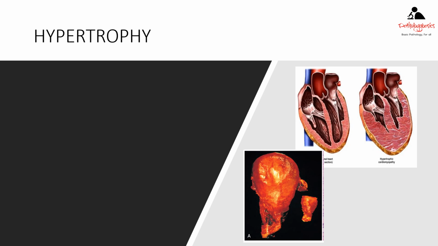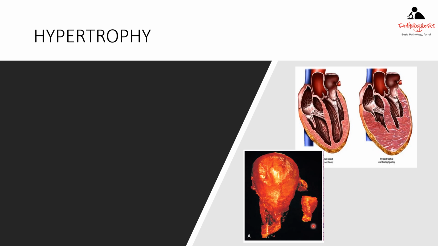Next adaptation is hypertrophy. I'll try to explain it to you with the help of the example of the heart. This is the normal heart chamber where you can see the normal thickness of heart muscle. Here the heart muscle has increased in thickness. Here the lumen is fairly adequate. Here the lumen has narrowed. So this is an example of hypertrophy of the cardiac muscle.